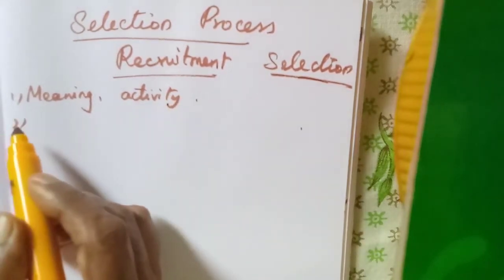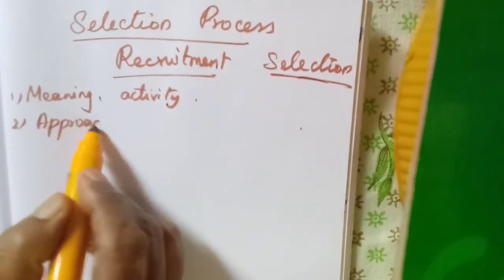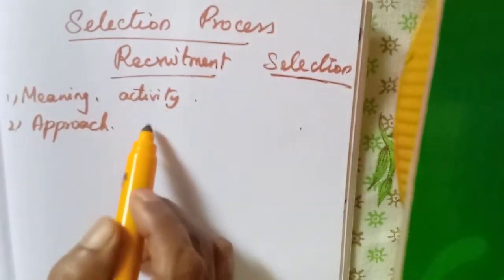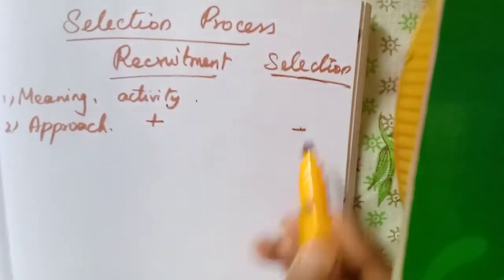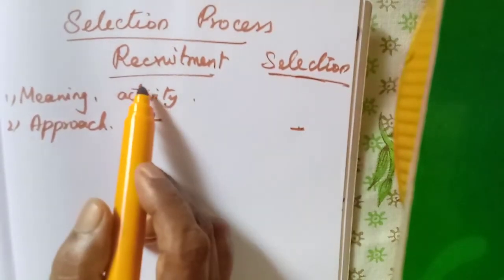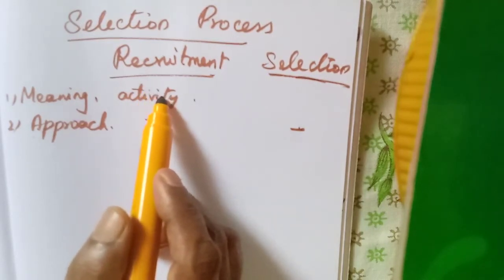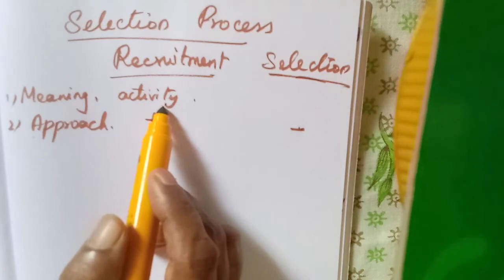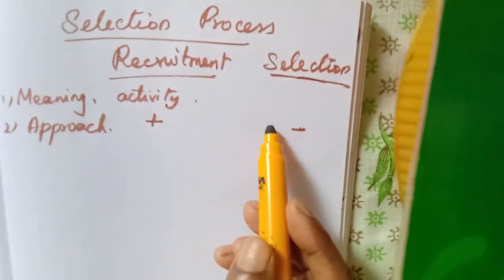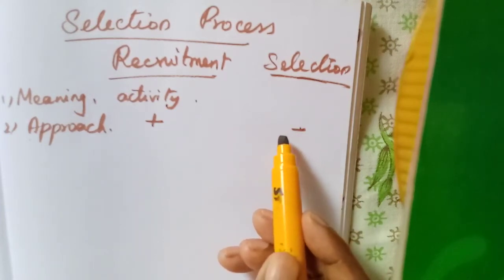Then the approach. What type of approach is it? Recruitment is a positive approach, and selection is a negative approach. Why is recruitment called a positive approach? Because all can apply; they are encouraging many people to apply. But in selection they are rejecting many applications, so we can say it is a negative approach.